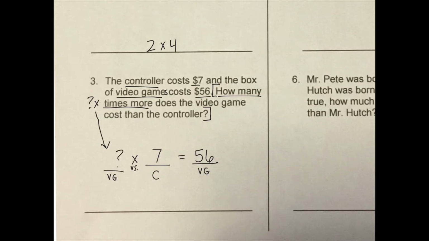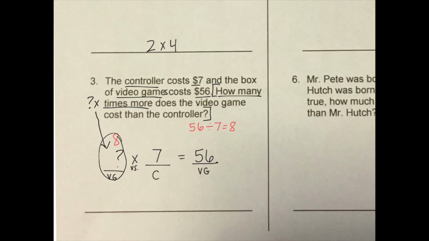And now I can think how many times 7 equals 56. If I know that, I can just write the answer. But if I'm not sure, I can use my calculator to check. I could do 56 divided by 7 equals, and you are going to get an answer of 8. So put an 8 right here and circle it.